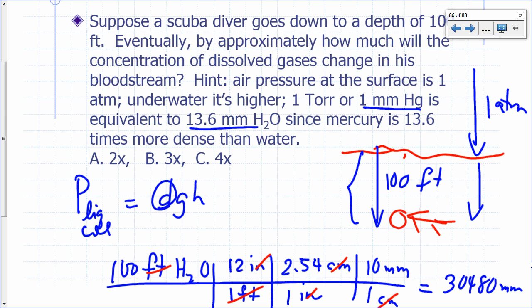Okay? And what happens if you suddenly rise to the surface? You'll bubble out just like bubbling out of your soda. And that's going to be really painful. Okay? So you need to spend some time decompressing. You don't just suddenly rise up to the surface. So what would be the answer to this one? 4 times. 2.95 plus 1, that's about 3.95 times. Okay?